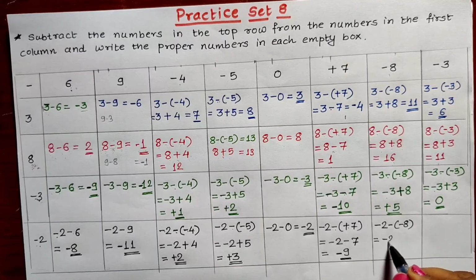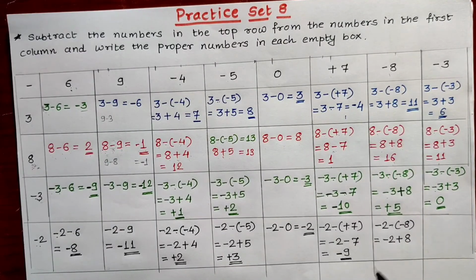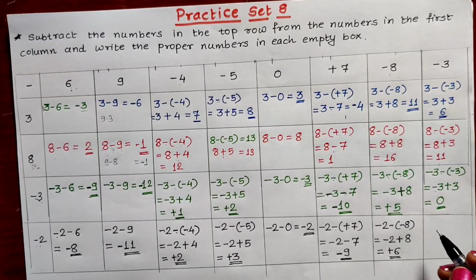Then minus 2 minus this minus 8. Minus 2 as it is I write, minus minus become plus 8. Correct? Different sign, that means we have to subtract the smaller number from bigger one. 8 minus 2, answer is 6. Answer should have the sign of bigger number. Bigger number 8. 8 sign is plus, so answer will have plus sign. Answer is plus 6. Now last one.